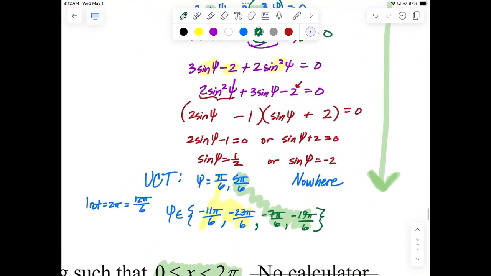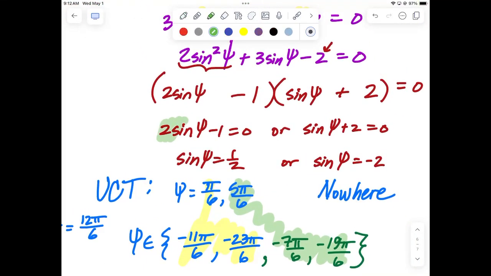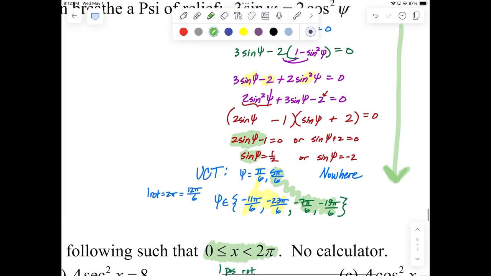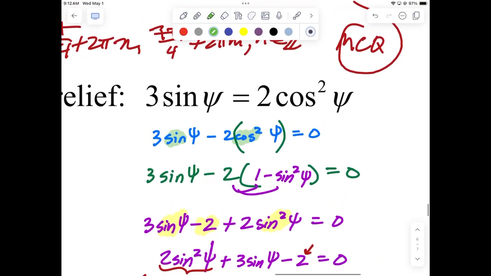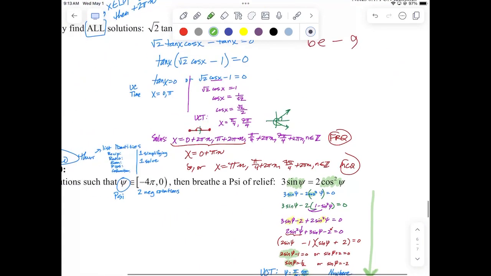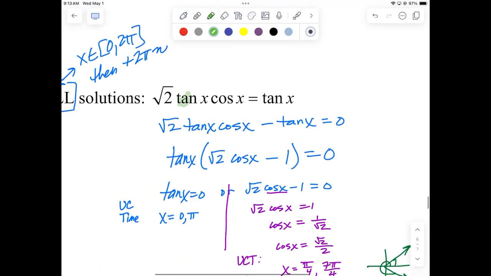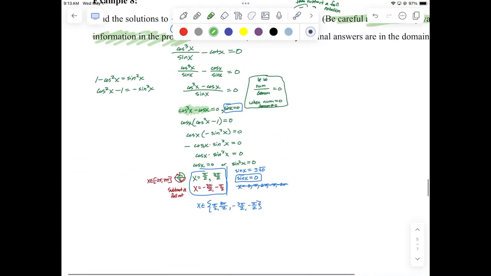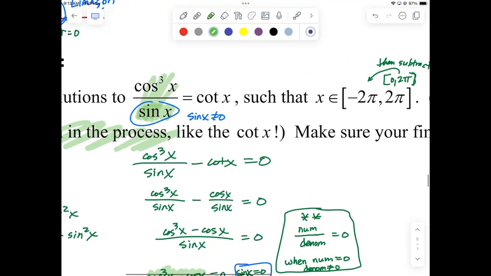What did we do up here when we had 2 sine of psi minus 1 equal to 0? Did we keep it equal to 0? We solved for sine of y, right? So the only time that it makes sense to get something equal to 0 is when you have 2 or more variable terms. I have 2 variable terms there. I got everything on one side and set it equal to 0. Over here, I had at least 2 variable terms. I got everything on one side and set it equal to 0. Up here, I had 2 variable terms. I got everything on one side and set it equal to 0.